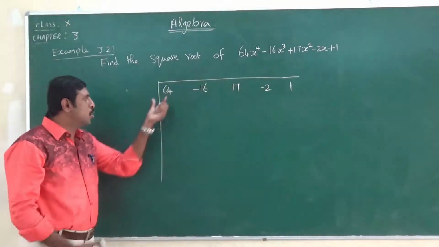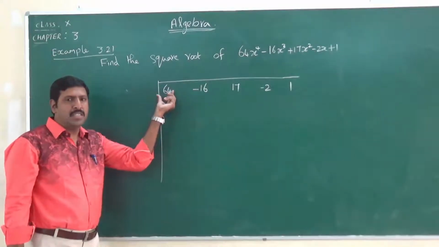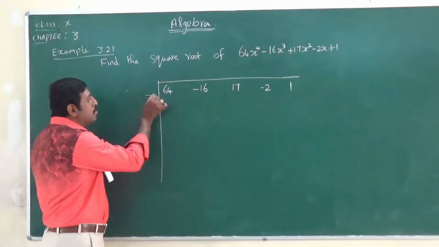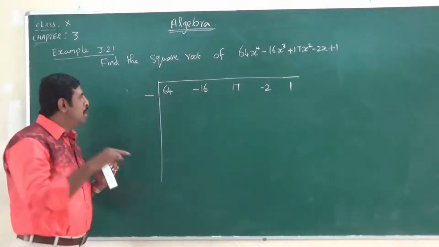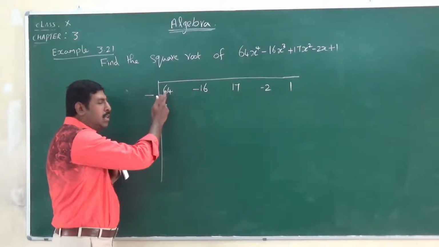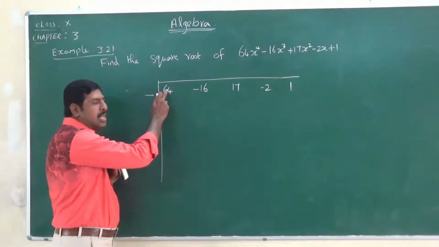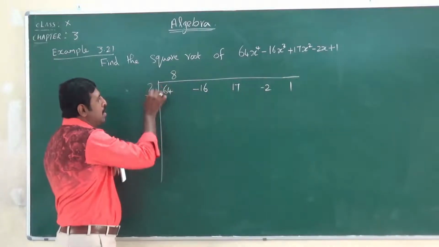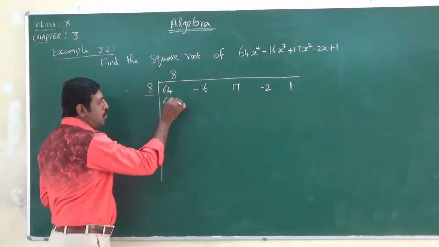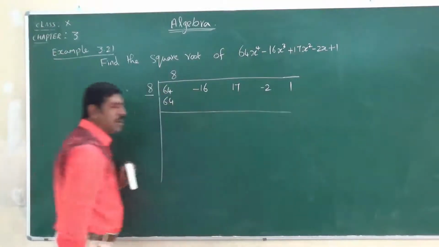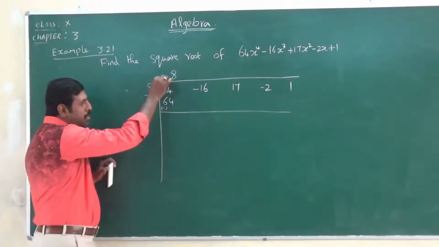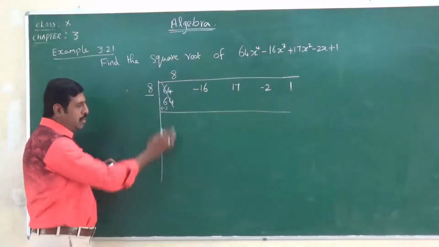Here our main aim is to cancel the first term. In the first step we have to choose only one number. That number will be the perfect square root of this number, that is 8 into 8. 8 eights are 64, which is a perfect square number. Then we have to subtract this, so change the symbol. Then plus 64 and minus 64 will be cancelled, so we get 0 here.